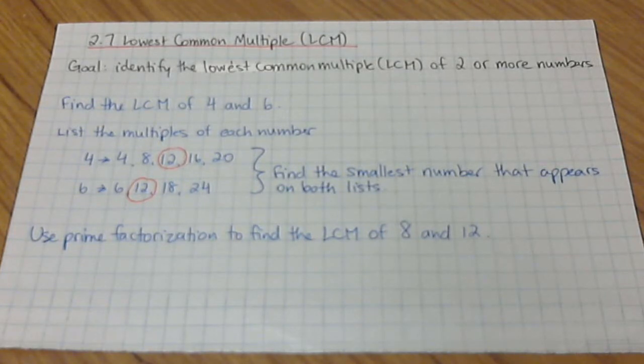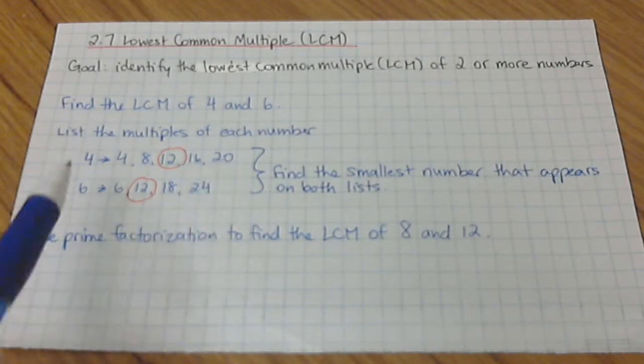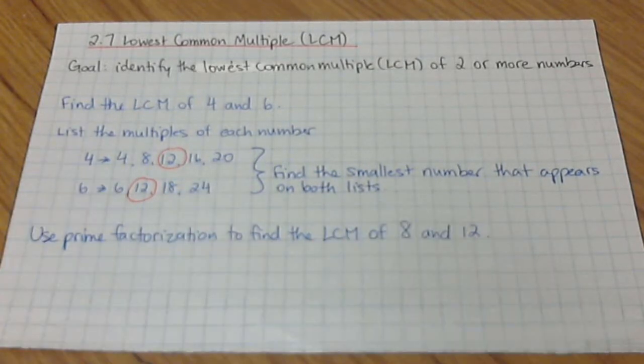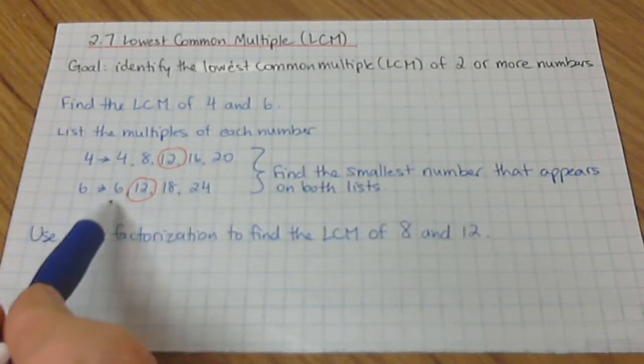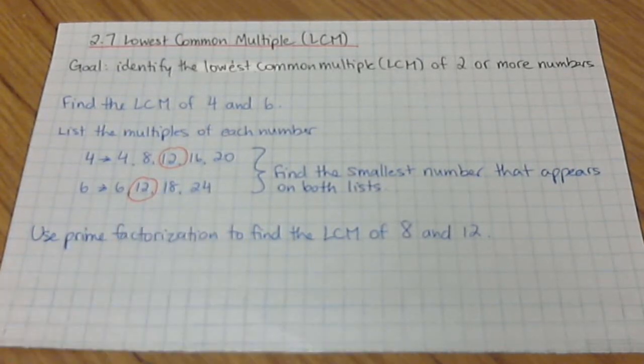So if I say that we need to find the lowest common multiple of 4 and 6, the first way that I've written out there is to just list the multiples of each number. So start listing out multiples of 4. 4 times 1 is 4, 4 times 2 is 8, 4 times 3 is 12, 4 times 4 is 16, 4 times 5 is 20. So we list them out in order. Do the same thing with 6. 6 times 1 is 6, 6 times 2 is 12, 6 times 3 is 18, 6 times 4 is 24.